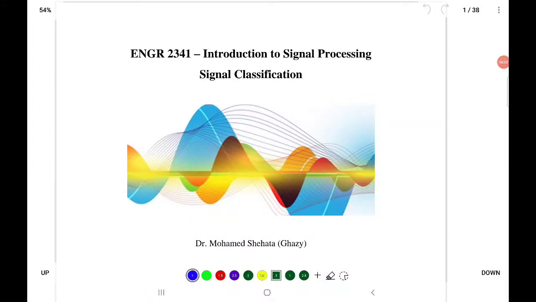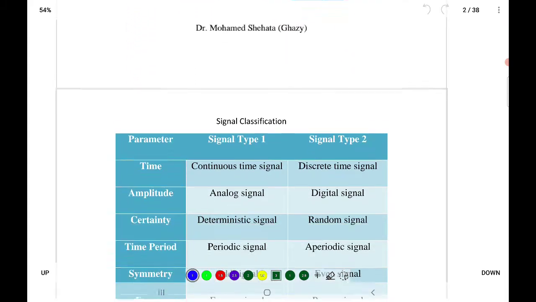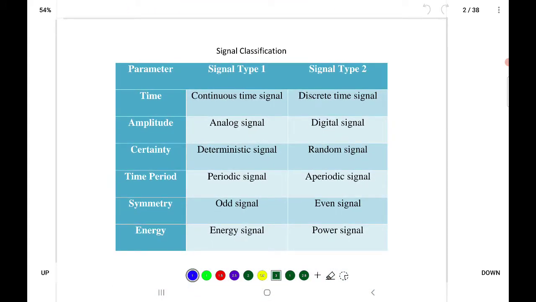Hi everybody. We're going to start today the series of signal classification. The signals can be classified according to many factors. The first, we can classify it according to the time. So it can be continuous time signal or discrete time signal. And if we classify the amplitude, we have two signals, analog signals and digital signals.